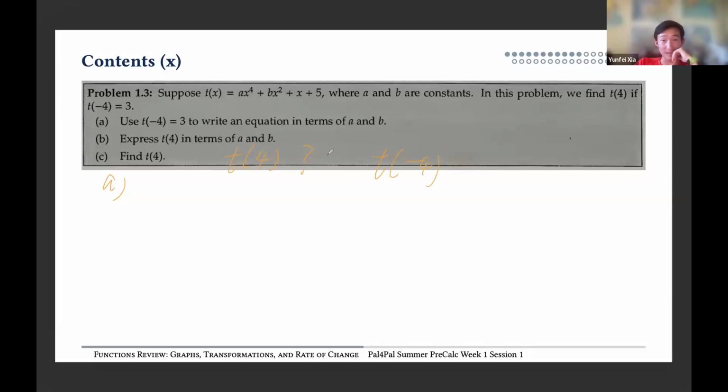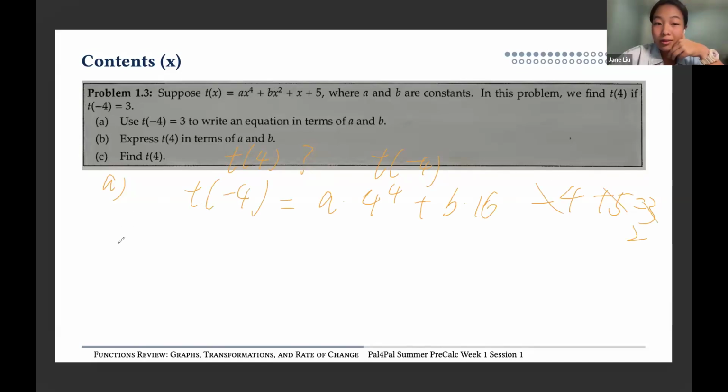Okay, that's a good first step. So we have t of negative 4. Directly plugging it in results in a times 4 to the fourth plus b times 16 plus, or I should say, minus 4 plus 5 is equal to 3. Yeah, you're getting an equation. And then we can try to solve the equation. No, I don't think it's possible. Okay, but simplify it in a way. And then after that, we can express t of 4 in terms of a and b.